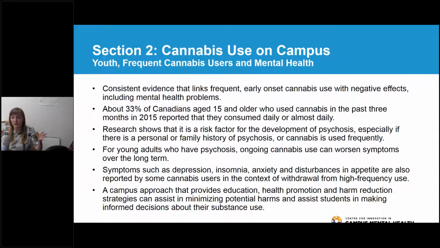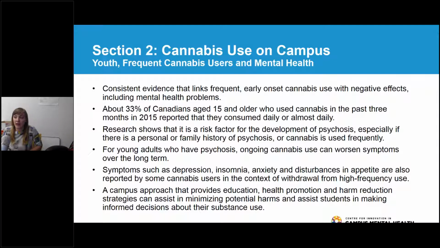However, frequent cannabis use, especially in adolescents, is an identified risk factor for mental illness, including psychosis, and especially if there is a personal or family history as well. For young adults who have psychosis, ongoing cannabis use can worsen symptoms over the long term, and symptoms such as depression, insomnia, anxiety, and disturbances in appetite were reported by some cannabis users in the context of withdrawal from high frequency use. And so that's also similar to withdrawal symptoms that are seen with the frequent use or the problematic use of other psychoactive substances as well.